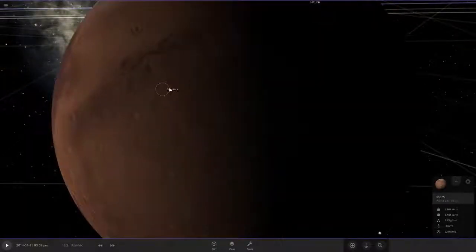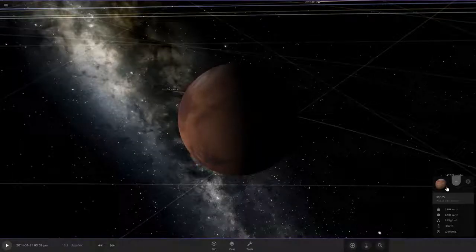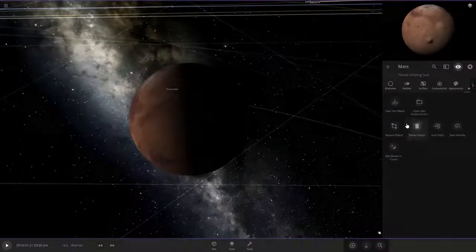I'm rocking 45 FPS here. I don't know if you guys can see the FPS. I don't know if that's on your end or not.